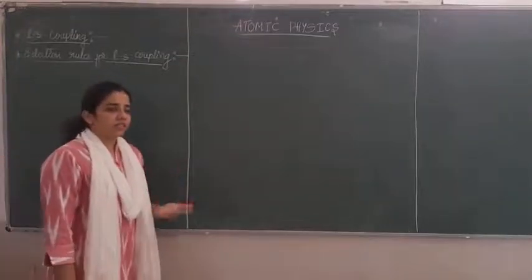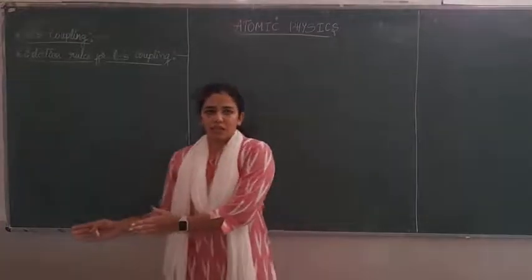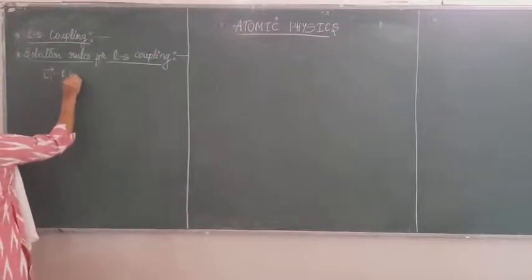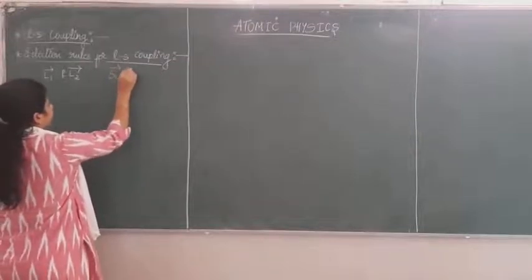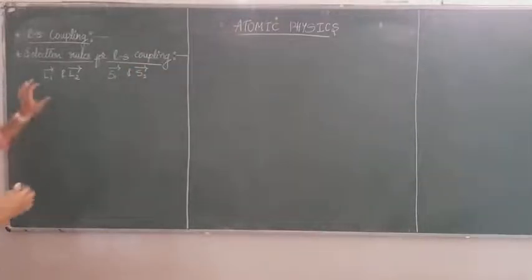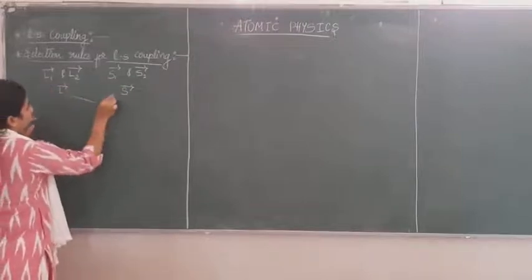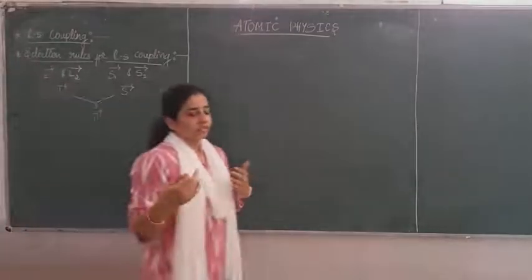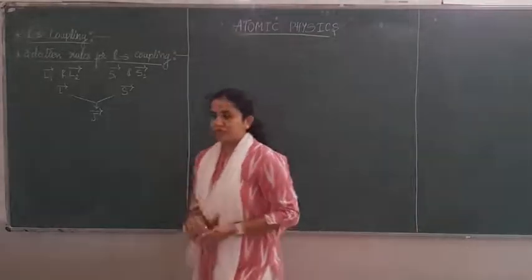We have discussed in the LS coupling scheme that when there are two electrons, their orbital angular momenta, denoted by L1 and L2, interact with each other separately, and their spin angular momenta S1 and S2 interact separately, to get a resultant orbital angular momentum and a resultant spin angular momentum. Then these two interact with each other to get a resultant angular momentum of the atom. Right? So this was the LS coupling scheme.